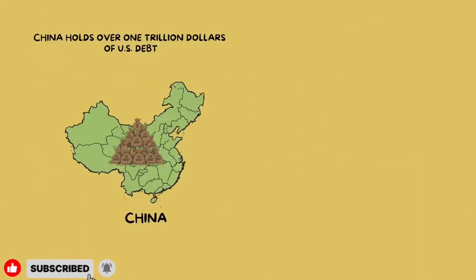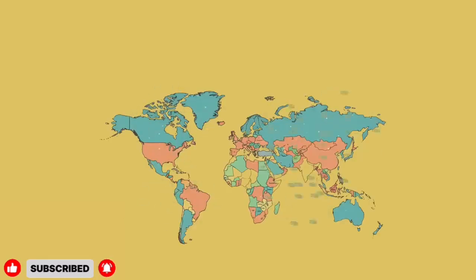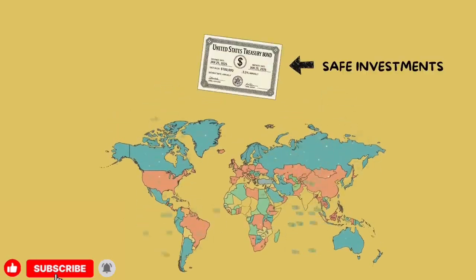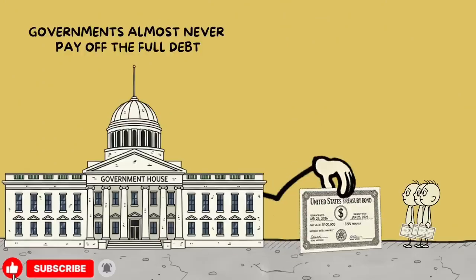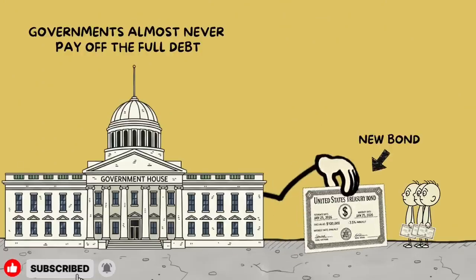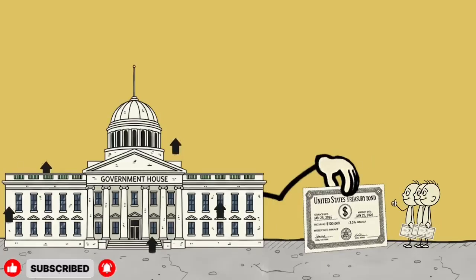China holds over $1 trillion of U.S. debt, but America also holds Chinese debt. Countries lend to each other constantly because bonds are considered safe investments. Governments almost never pay off the full debt. They just keep refinancing, selling new bonds to pay off old ones. As long as the economy grows and people trust the country will keep paying interest, the system works.